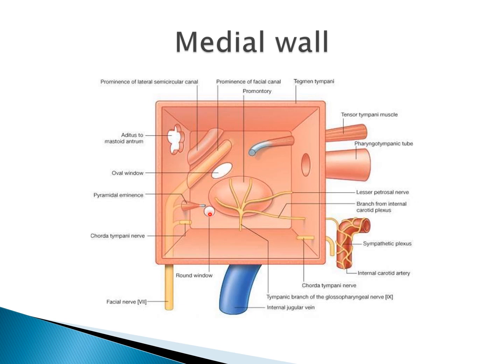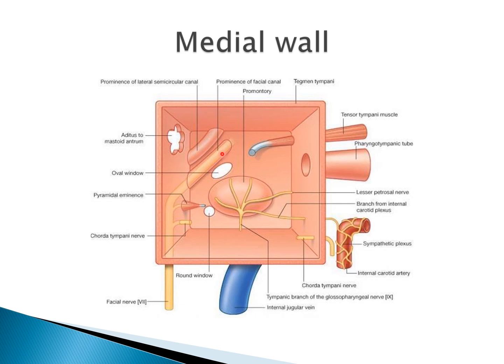Then we can see the two openings here. The upper opening is the oval window. Here the footplate of the stapes gets attached and it opens into the scala vestibuli. The lower opening is the round window, which opens into the scala tympani.